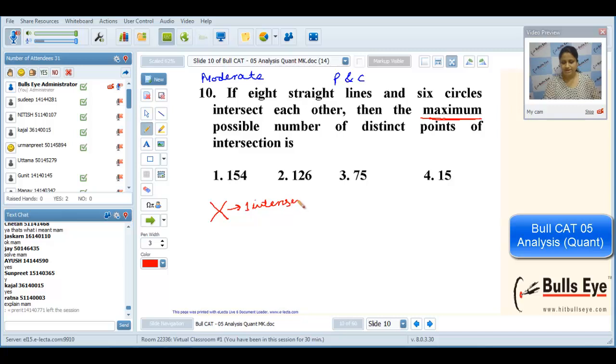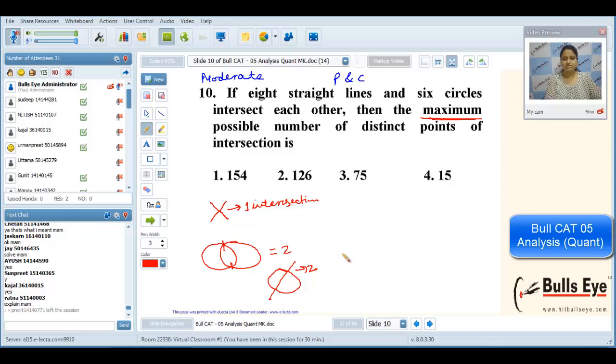See, whenever you have 2 lines, they will give you 1 intersection point. If you have 2 circles, they will give you 2 intersection points, this one and this one. But if you have a circle and a line, it will give you 2 intersection points. First of all, this thing. If you have 2 lines and they are intersecting, they will give you 1 intersection point.